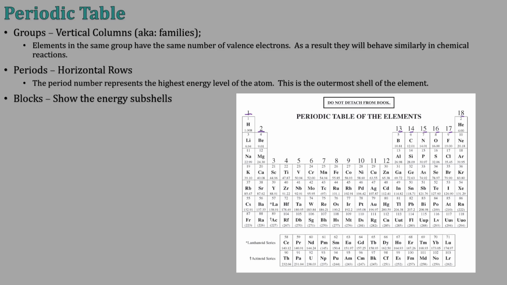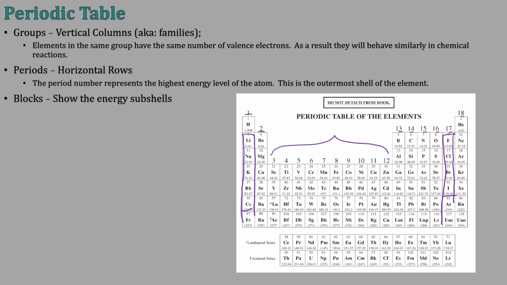So all of the alkali metals, or group 1 metals here, they all behave very similarly in chemical reactions. All the halogens, they behave similarly in chemical reactions. Noble gases don't react because they've got a complete 8 electrons. And we'll talk about the transition metals, these guys in the middle, here in a little bit.